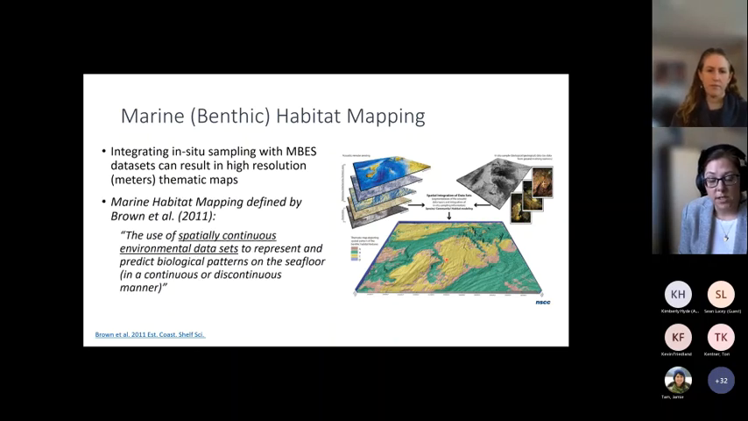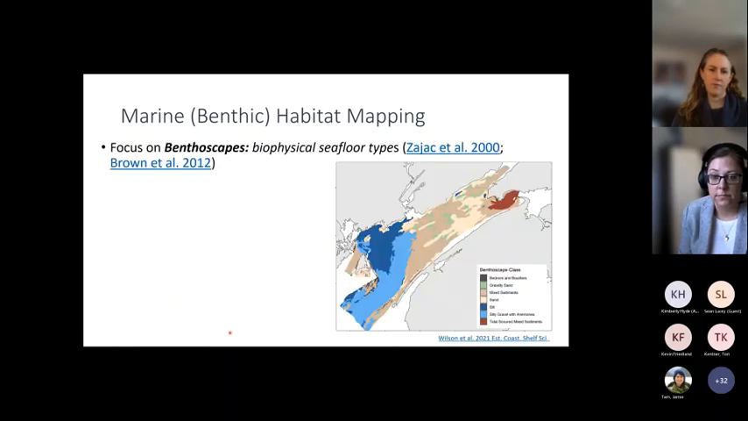And the working definition for marine habitat mapping that we subscribe to is the use of spatially continuous environmental data sets to represent and predict biological patterns on the seafloor in a continuous or discontinuous manner. And this is the definition by Brown et al. in 2011. So through marine habitat mapping, we focus on what are referred to as benthoscapes.